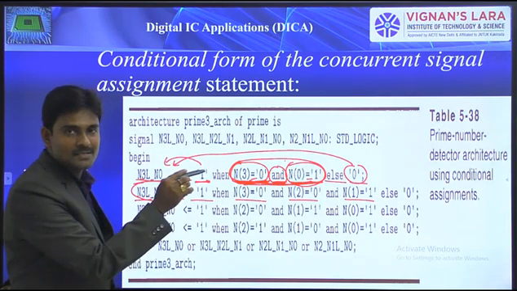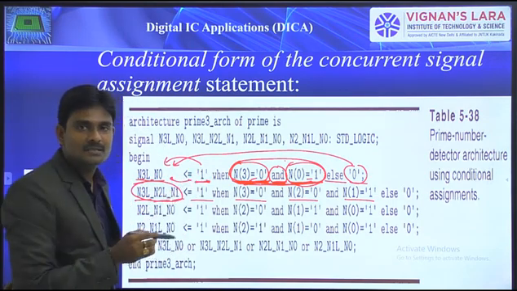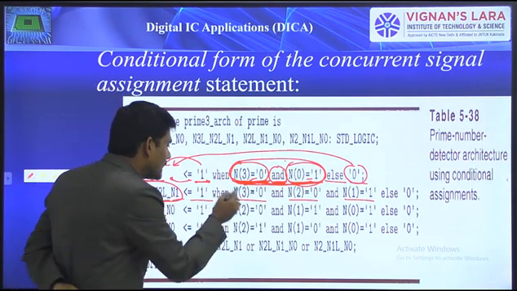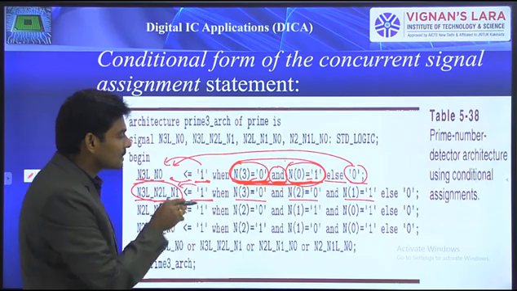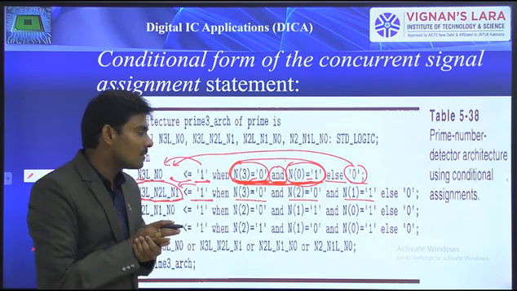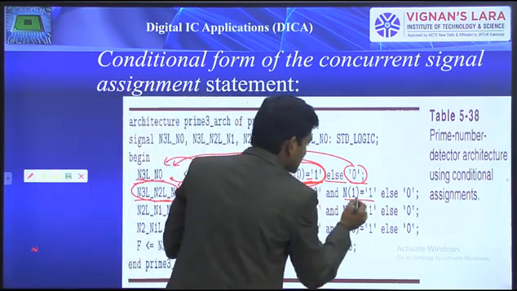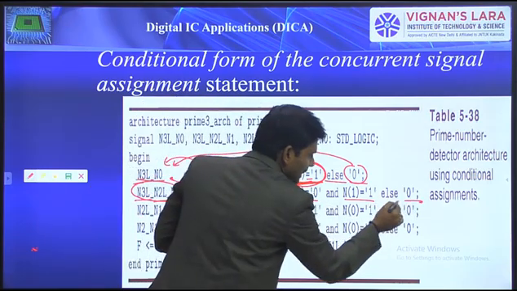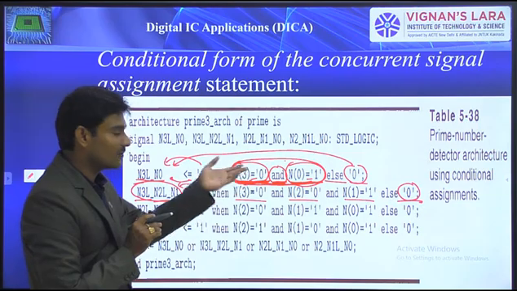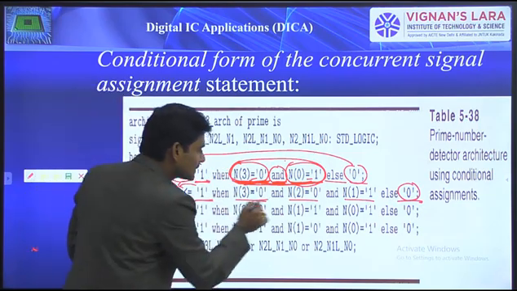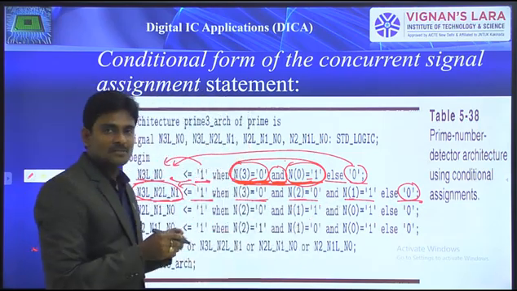If these three are satisfied, and all these three conditions are true, then only it assigns value 1 to this particular signal. Other than that, if any other combination is applied, then obviously it fails. By means of that, the else value will be assigned to that particular signal. 0 will be assigned for all remaining combinations other than these three. So same as previous one.